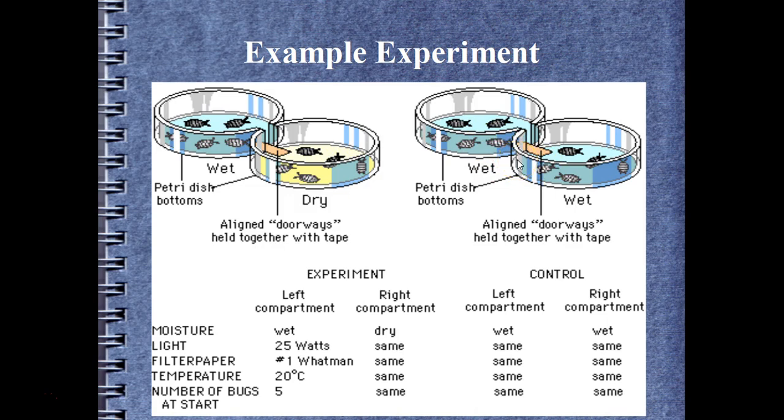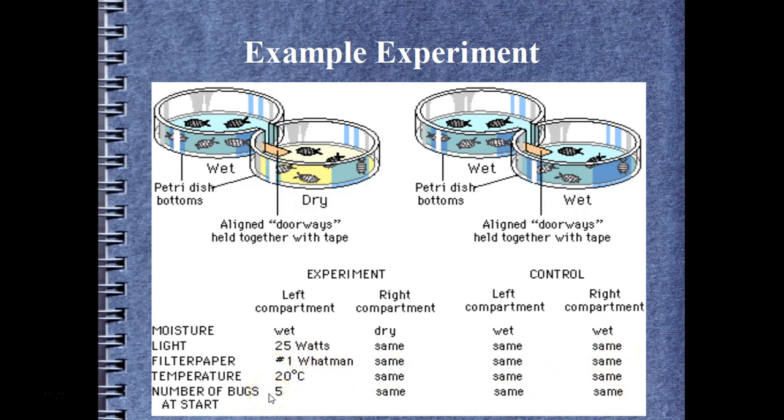But then there are other aspects of the environment that might affect these organisms, right? Light, the kind of filter paper you're using, the temperature, the number of bugs that you start with, those are all going to be possible confounding variables. So in our experiments, we're going to keep all of those factors the same. We're going to use a 25-watt light bulb for all of them. We're going to use a particular brand of filter paper of a particular size, the #1 Whatman brand, and keep it the same for everything else. We're going to keep all of them at 20 degrees Celsius.